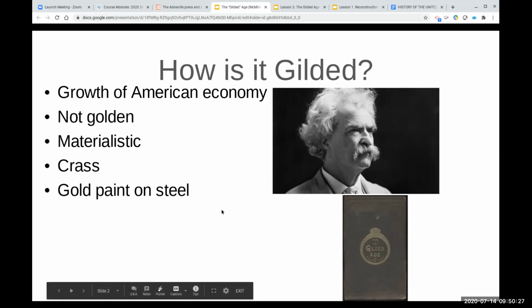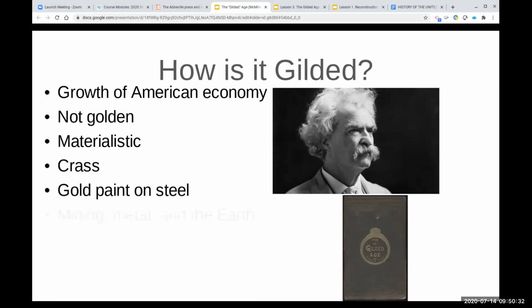Also, we can often think of the Gilded Age as an age which is really gold paint on steel, because the metal of the Gilded Age is not gold, although remember we had the gold rush in 1849 and the United States went through a series of gold rushes. There was another gold rush in the 1890s called the Klondike Gold Rush, which took place in Alaska. But the metal of this age is not gold, the metal is steel. The main metal of this age is going to be steel, which is what is going to be used in railroad ties, and it's also going to be used in skyscrapers.